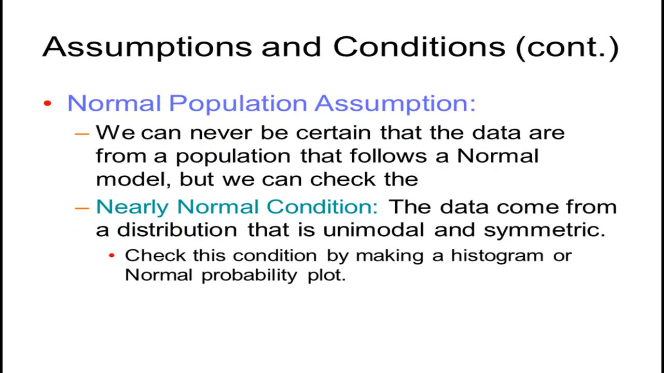Our normal population assumption: we can never be certain that the data are from a population that follows a normal model, but we can check the nearly normal condition. And this comes from unimodal and symmetric data, and we can either check it with a histogram or a normality plot, if we're given the data.